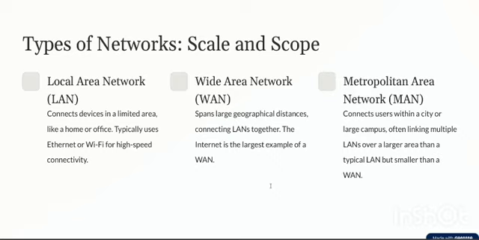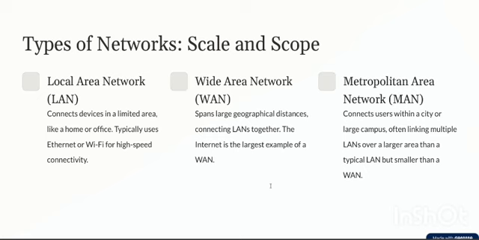Then we see about types of networks. Networks can be categorized by size and scope. First we see about local area networks, called LAN. Next we see about metropolitan area networks, called MANs. And wide area networks, called WAN. For instance, a home network is a LAN, while the internet itself is a global WAN. So these are the network types.